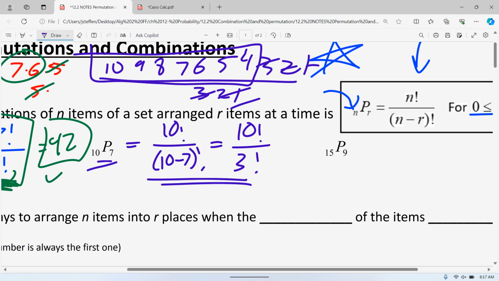Then if you want to type in 10 permutation 7, obviously that's going to be a bigger number. We have 604,800. Sorry, I have to write it before I say it because there's no commas.